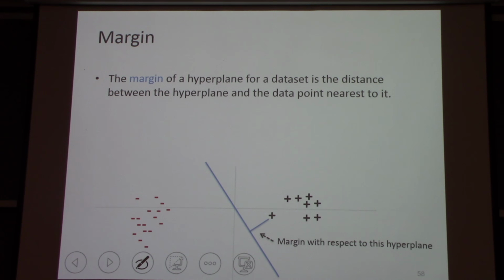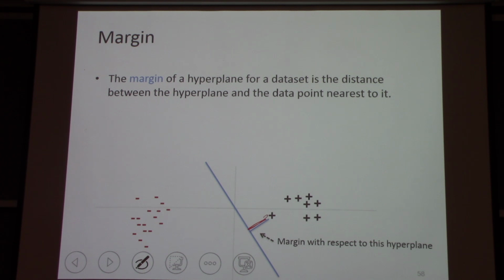So let's make this slightly more formal. Suppose you have some points, positive and negative points like here, and you have a hyperplane, this line here. Then the margin of this hyperplane, the margin of just this hyperplane, is the distance of the closest data point to that hyperplane. So in this case, the margin of this hyperplane is this distance here.